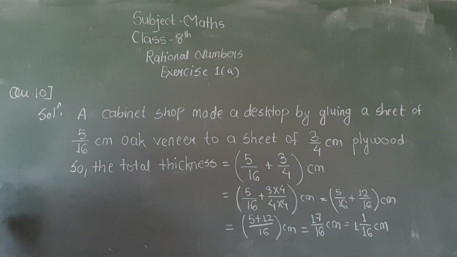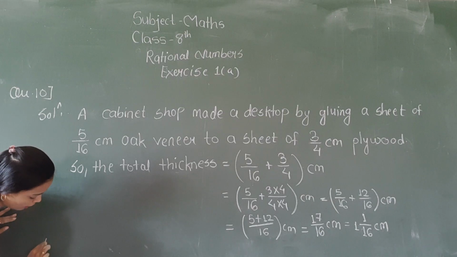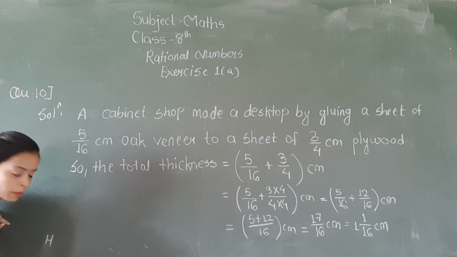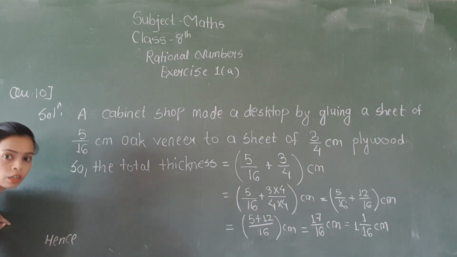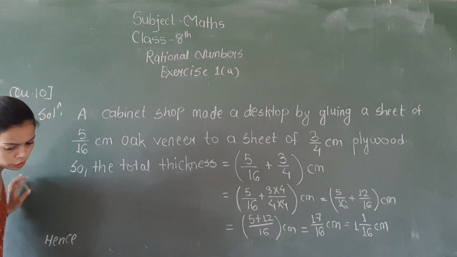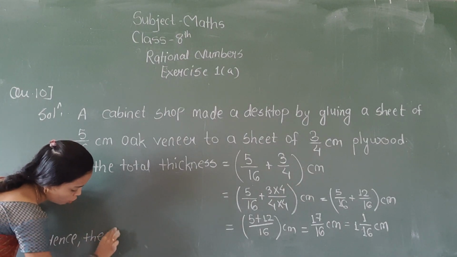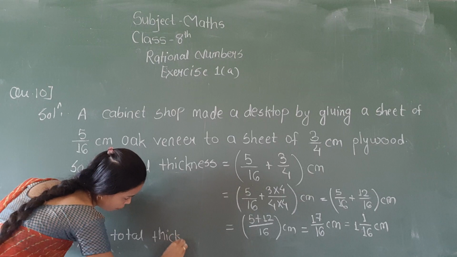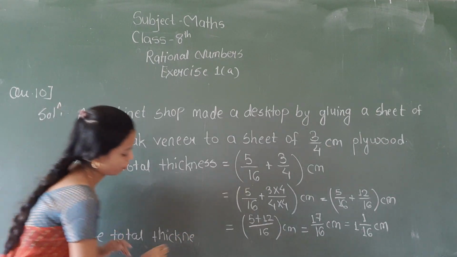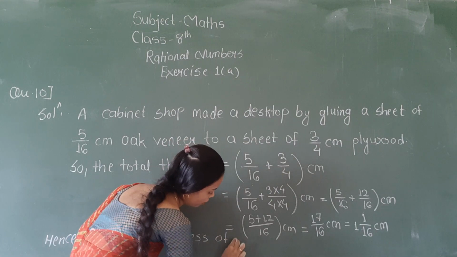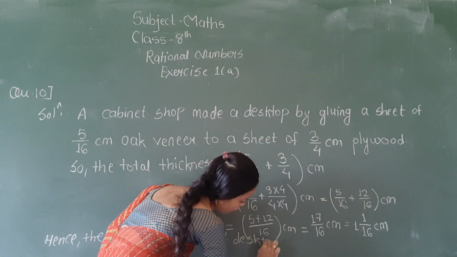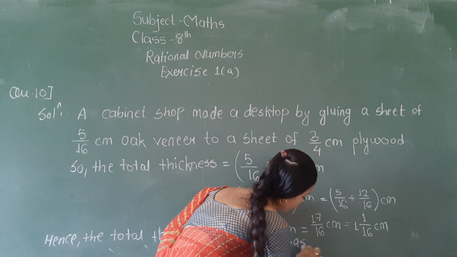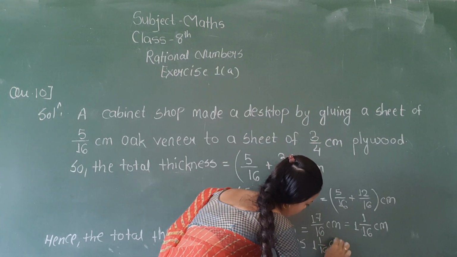So in the last, what will you write? You will write hence. Is it visible? Hence, the total thickness of desktop was 1 and 1/16 centimeter.